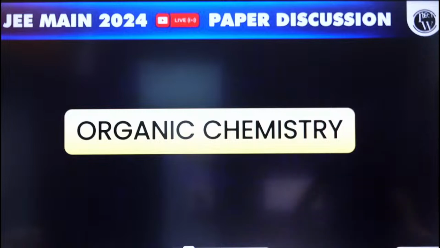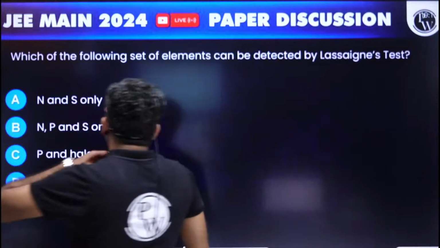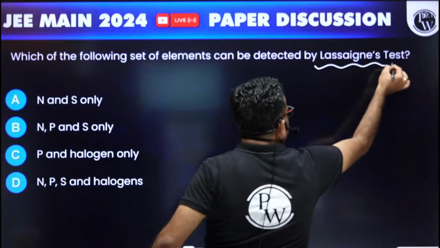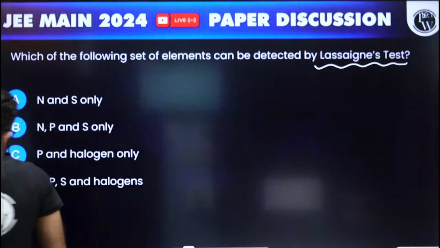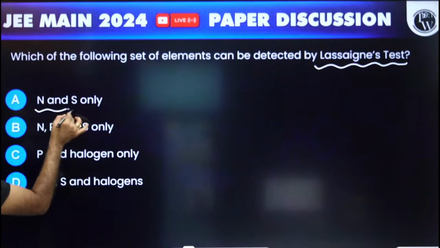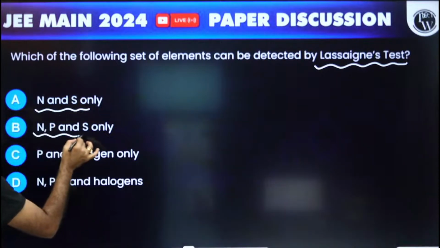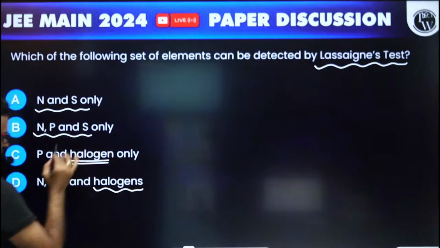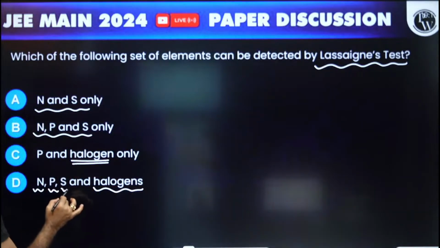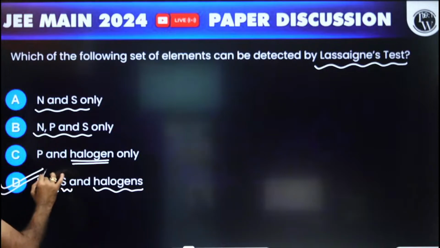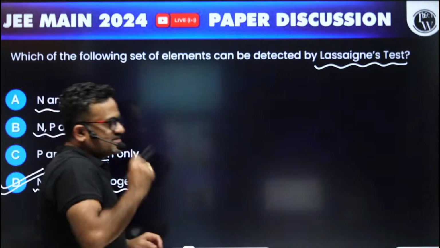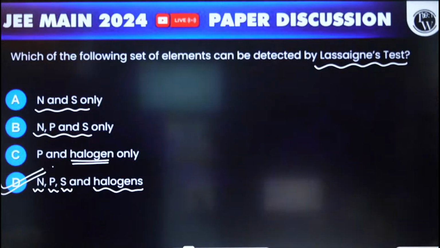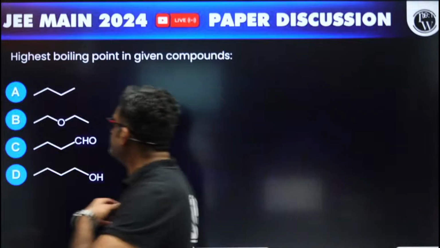Right. Coming to organic chemistry, which of the following set of elements can be detected by Lassaigne's test? Sodium fusion extract test. In fact, it is not only for nitrogen and sulfur. Halogens for sure, but along with halogens, it is for nitrogen, phosphorus as well as sulfur. Your answer is D. Lassaigne's test is used to test the presence of all halogens, nitrogen, phosphorus as well as sulfur.